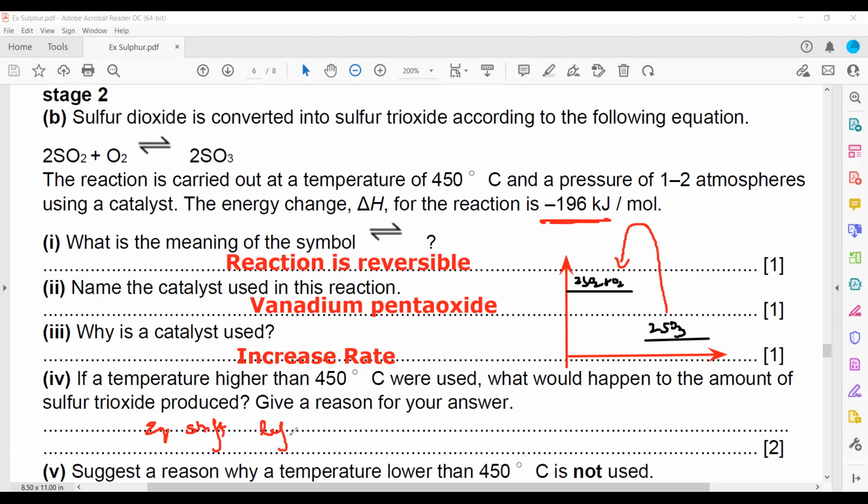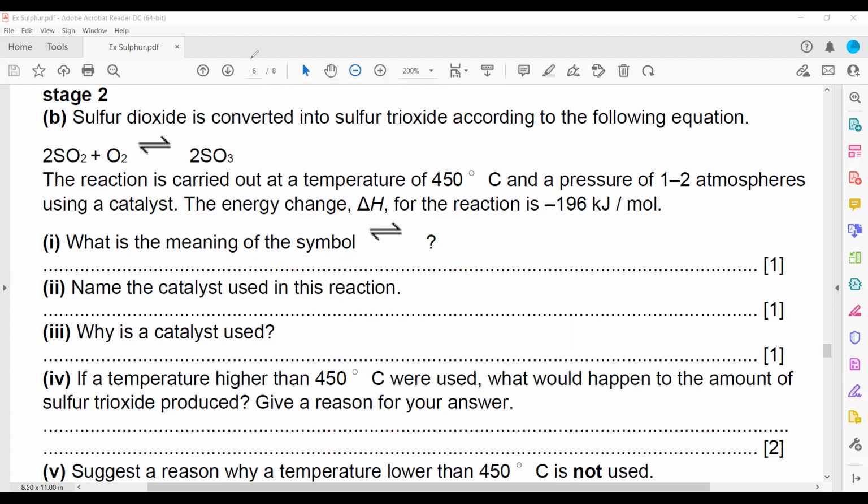If equilibrium shifts toward the left, what will happen to the amount or yield of sulfur trioxide? That will decrease. So we'll get less sulfur trioxide. So in the answer you will mention the forward reaction is exothermic. So an increase in temperature will favor the backward reaction. So more sulfur dioxide and oxygen will be produced. So the amount of sulfur trioxide will decrease.